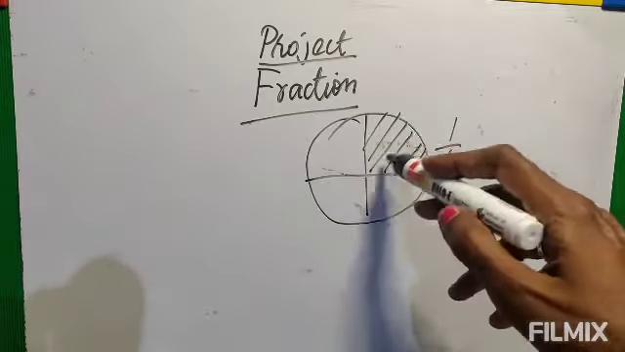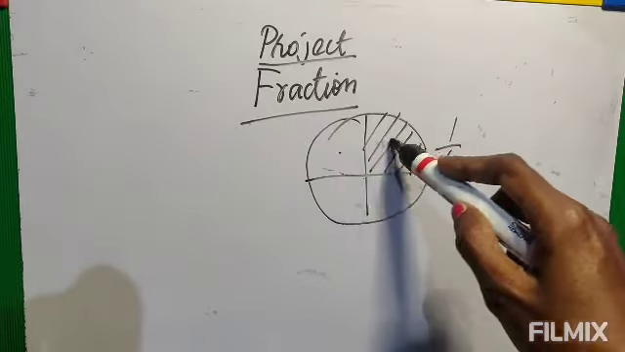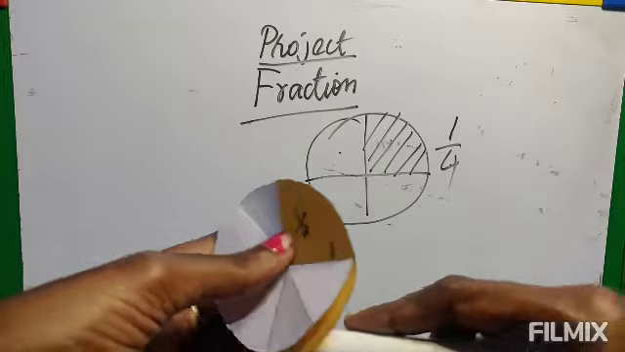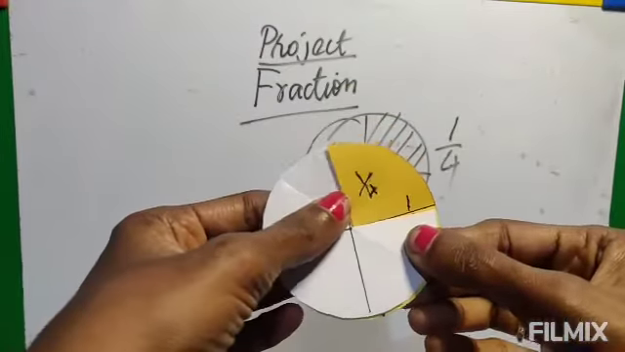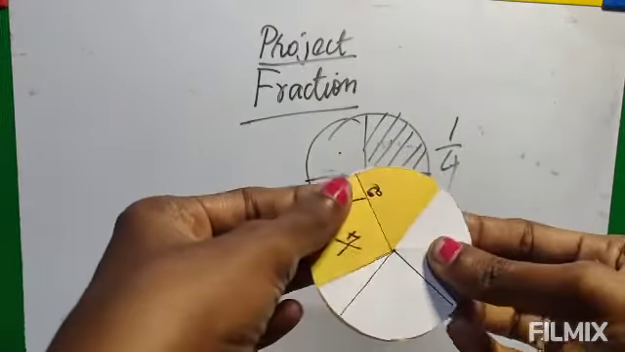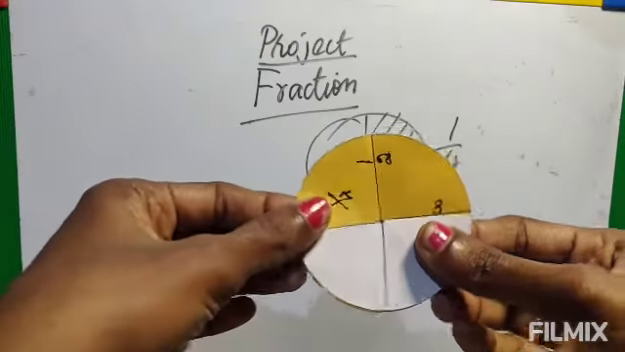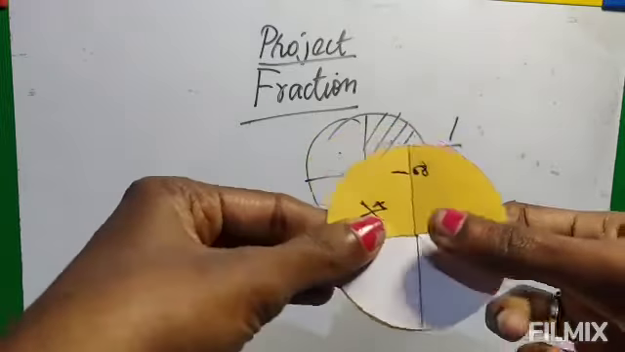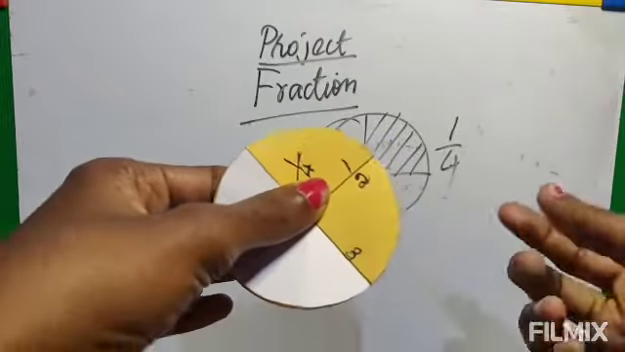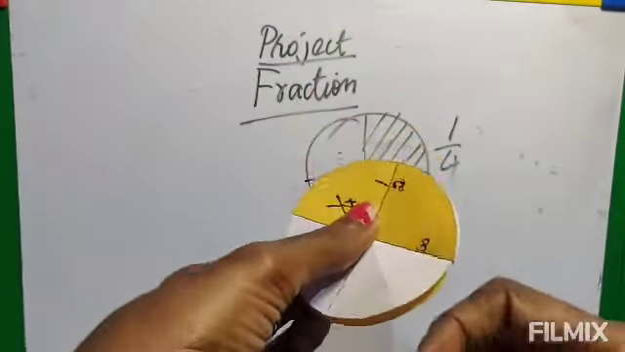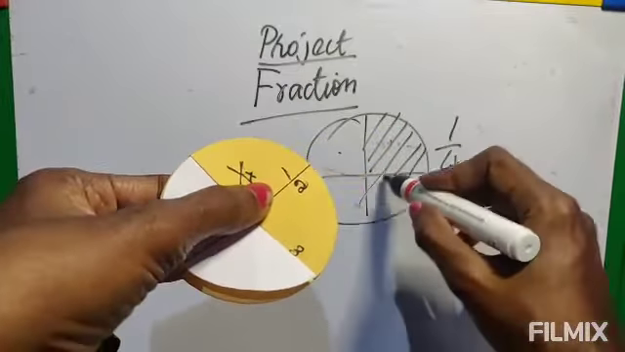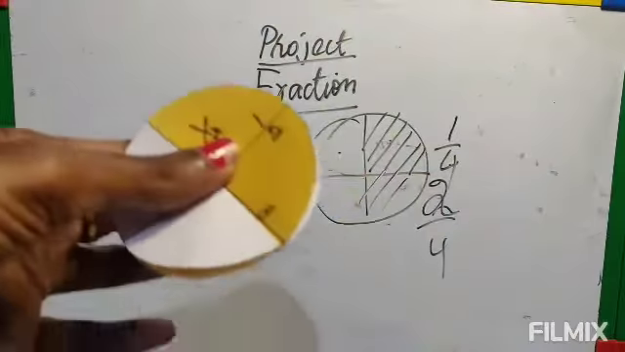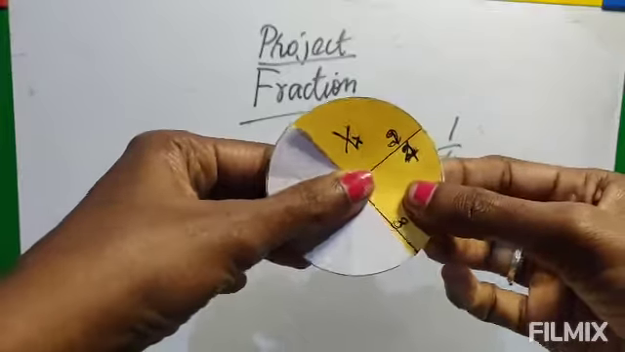This is the way we do. Shaded part, it is 1 by 4. The total parts are 1, 2, 3, 4, and this shaded part is 1, so that we write in the numerator, 1 by 4. The same way I have explained here, this is 1 by 4. Now if you move it, now the shaded part is 2. So it is 2 by 4, and we can write it 1 by 2 also, but for class 3 you have to write 2 by 4. When you shade it, this one is 2 by 4. I have changed, it is 2 by 4.